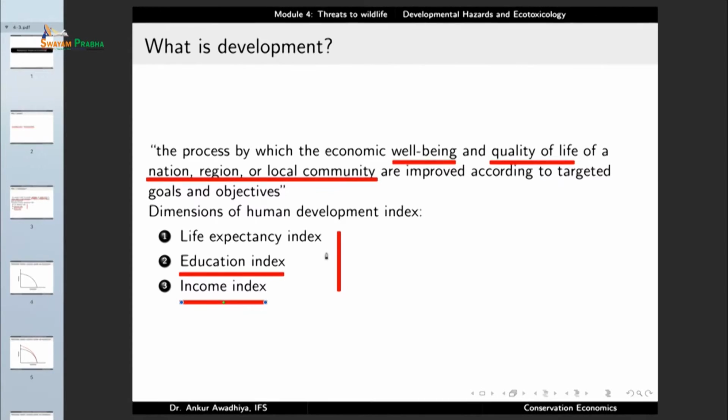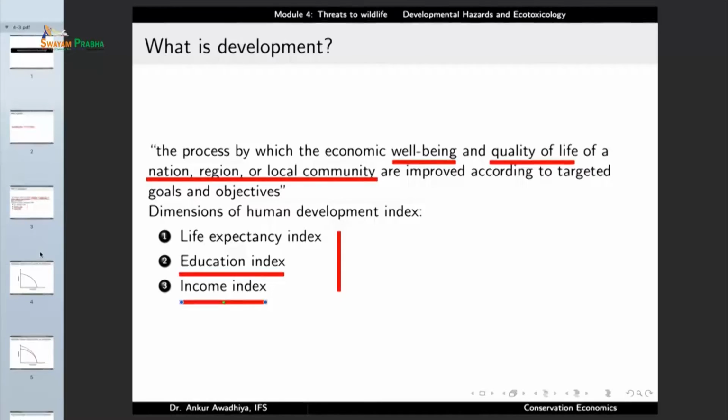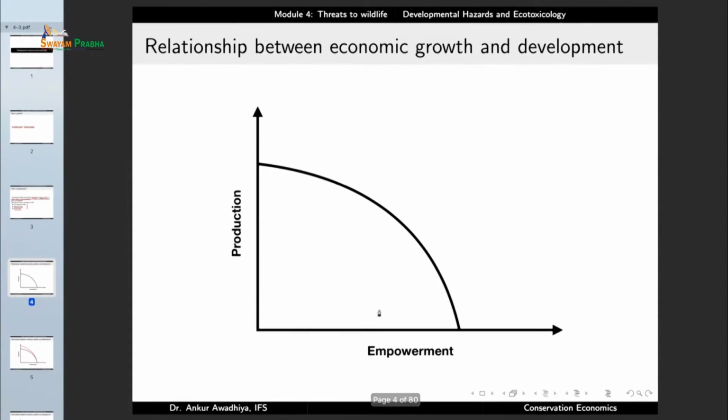So essentially what we are saying is that when we talk about economic growth, we are talking about an increased output, an increased concentration of resources. But when we are talking about economic development, then we are talking about how much is the well-being of people, how much is the capability of people, do people have control over their own lives. So that is economic development. Now, both of these are related, but there is also a trade-off.